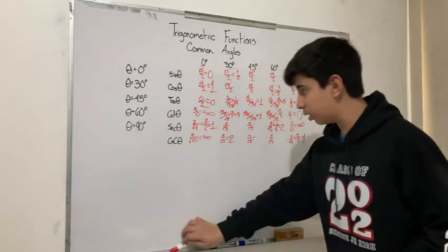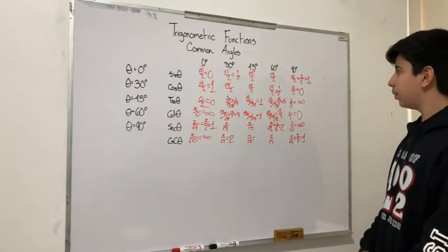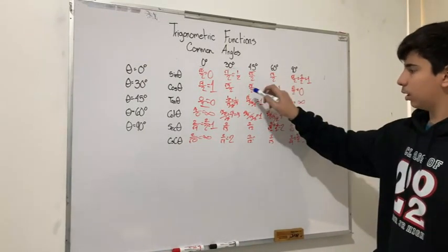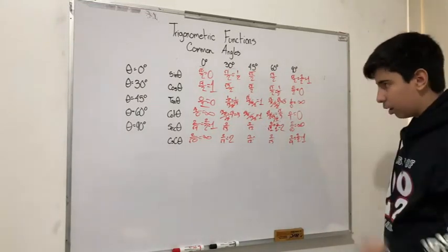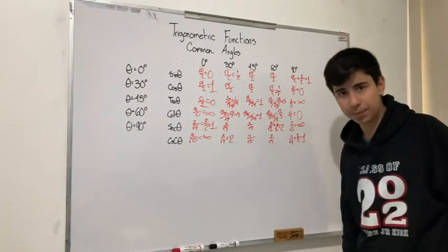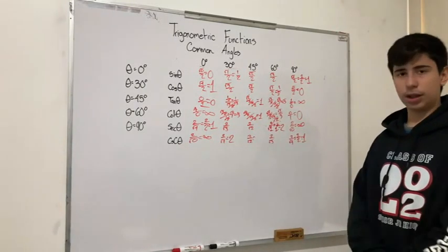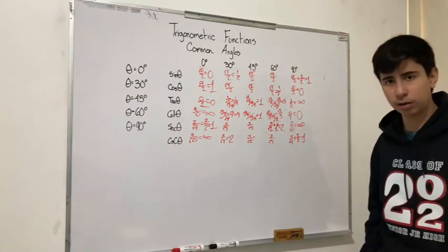So now, that's how to get this table solved. As you can see, these are the only ones that cannot be solved without a calculator. But apart from that, you already have everything that you need. That will be all for this topic of trigonometric functions and common angles.